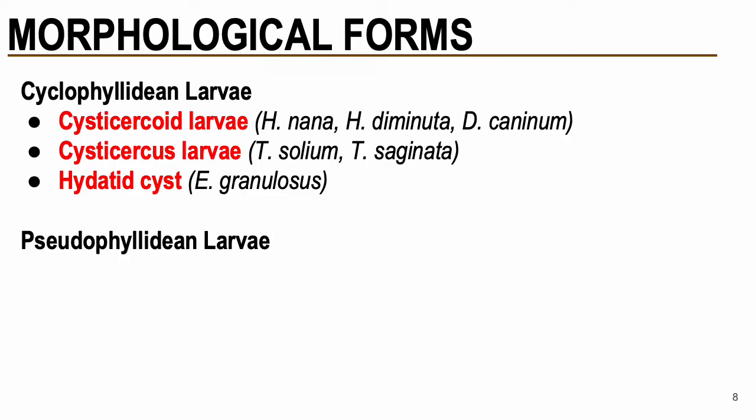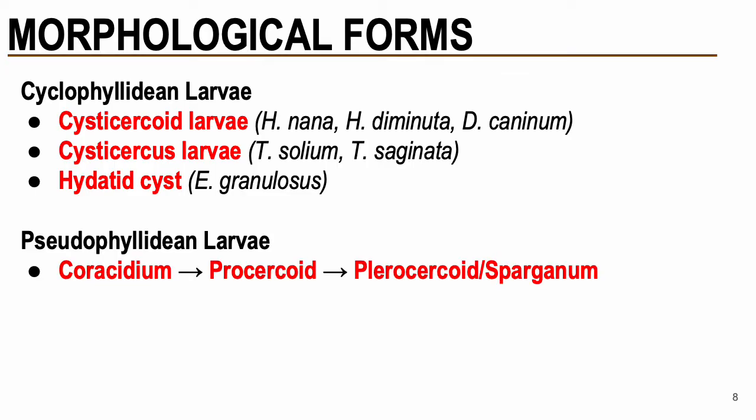While for pseudophilidean, they have a total of 3 larval stages, namely the coracidium, procercoid, and plerocercoid or sparganum. This is unique to D. latum or Diphyllobothrium latum and Spirometra. In terms of appearance or morphology, these are not described well in textbooks due to the fact that these larvae develop within the host.